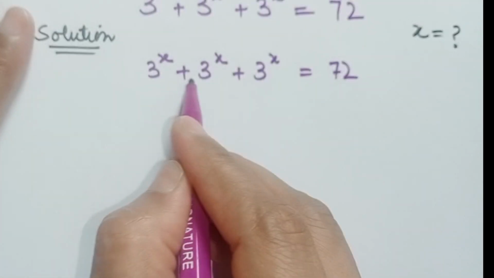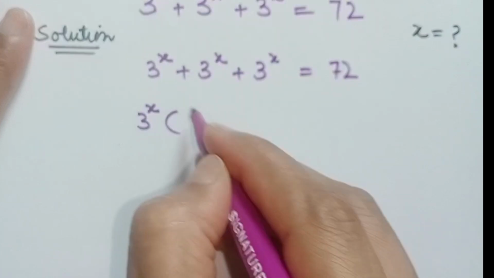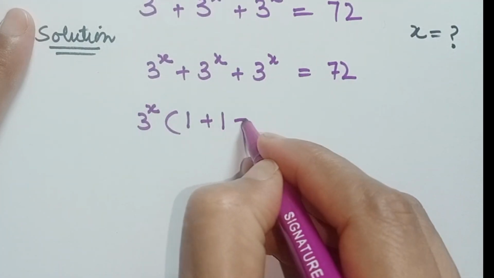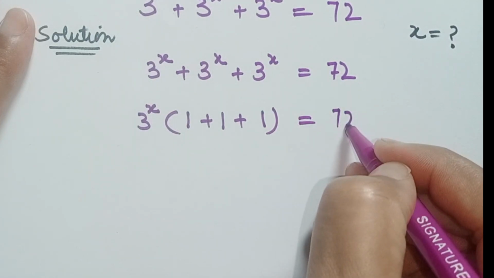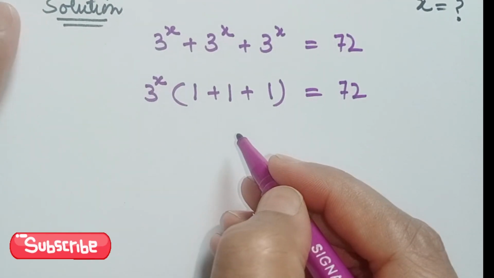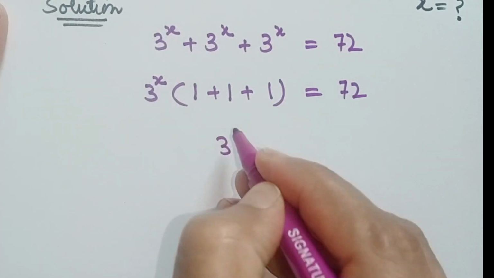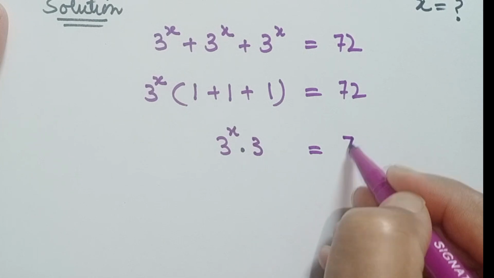So we will take common 3 power x, bracket, 3 power x divided by 3 power x will get 1, and here again we get 1, and again 3 power x divided by 3 power x will get 1, is equal to 72. And now adding 1 plus 1 plus 1 we will get 3. 3 power x times 3 is equal to 72.